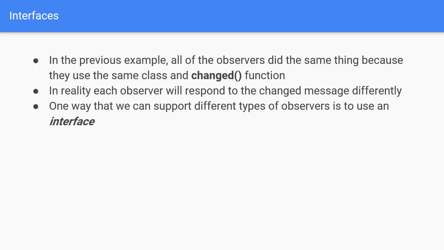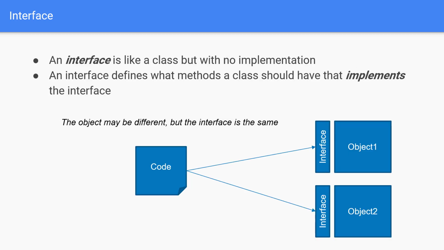In the previous example, all of the observers did the same thing because they used the same class which had the changed function. In reality, each observer will respond to the changed message differently. One way that we can support different types of observers is to use an interface. An interface is like a class but with no implementation. Interfaces define properties, methods, and events that are the members of the interface.